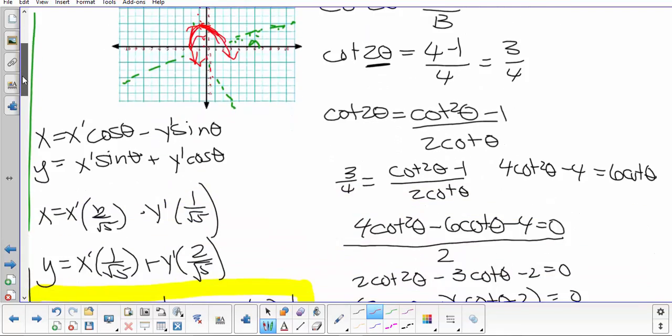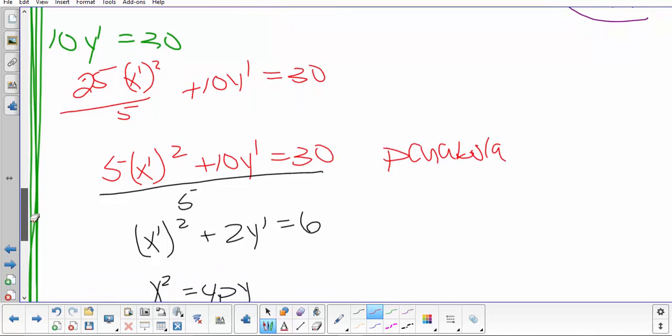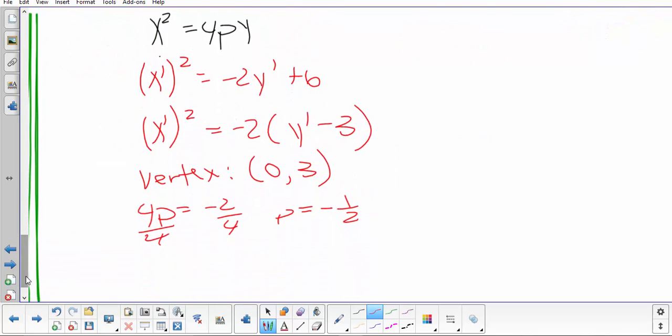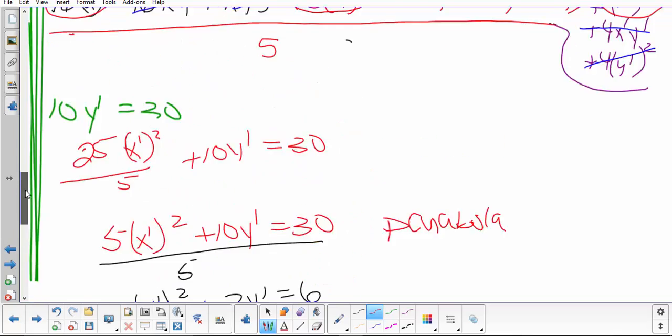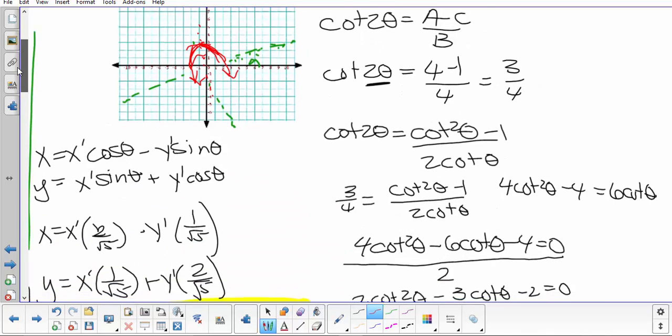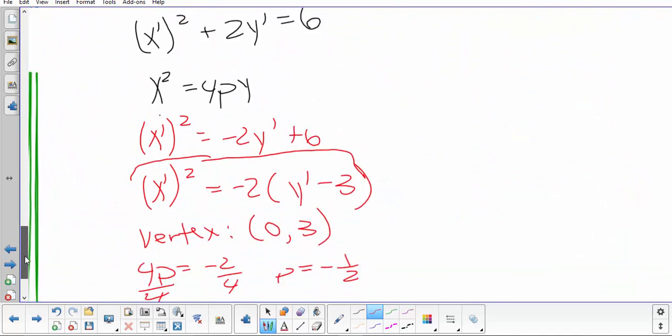Write the equation in standard form. We did that. Okay, this is the equation in standard form down here, where we have the x prime squared. Okay, this is our standard form, this right here. And then rotate the axes to eliminate the xy term we did, write the equation in standard form, sketch its graph. We did all that. So that's how that example is done.